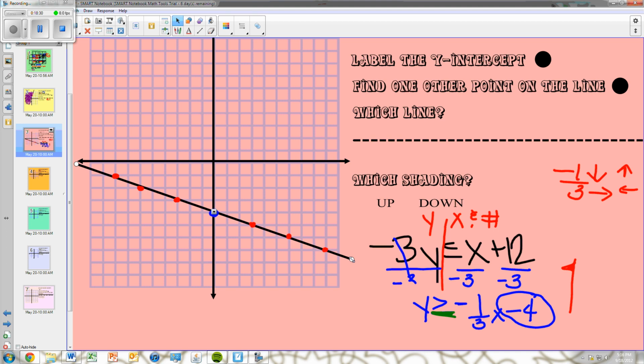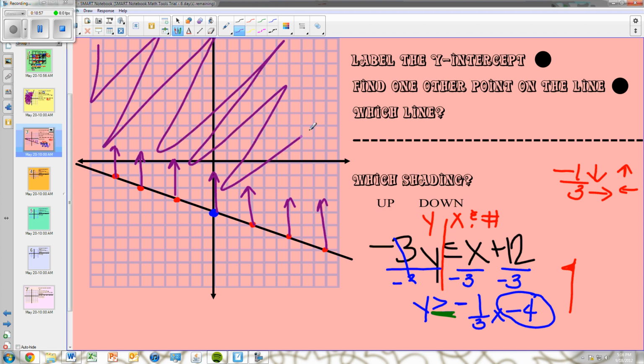And the last thing that we do is we have to do our shading. And because it is a greater than symbol, greater than means, again, that I'm going to shade up. So if you're not sure which way up is, then you can draw arrows from your points that you already have on your graph, and that will show you which direction is up. And it is all of this up here, so we're going to color this in. This is our shading.